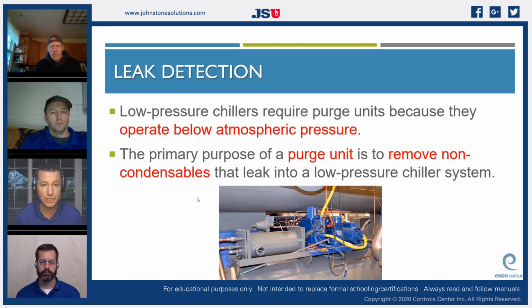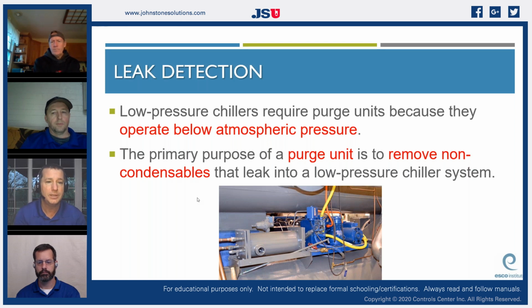So low pressure chillers, that's typically what we're going to be talking about, require purge units because they operate below atmosphere, in negative. The primary purpose of that purge unit is to remove non-condensables that leak into the system. So if I have a leak, it's going to bring in air, right? It's going to bring in whatever atmosphere is in that vicinity. So if we have air, we're going to pull it into our system. If we have moisture in our air, we're going to pull it in as well.